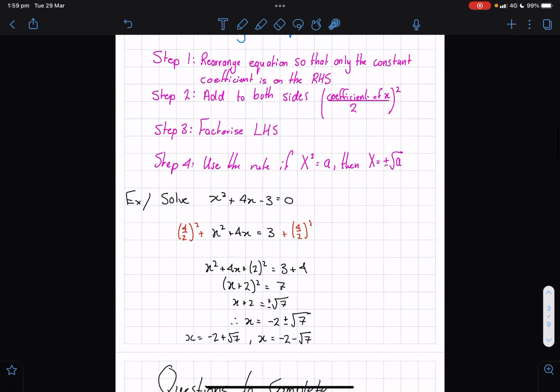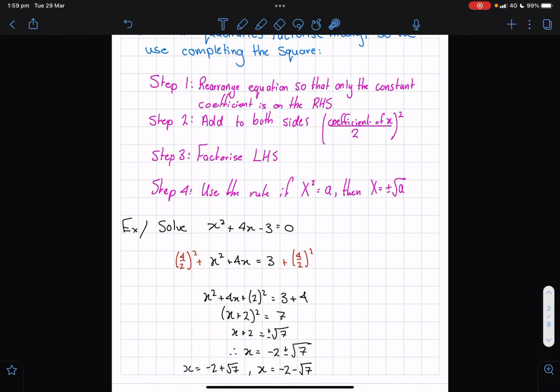All right, hopefully that process is cleared up. If you follow these 4 steps, then you'll have no troubles whatsoever and you'll be fine.